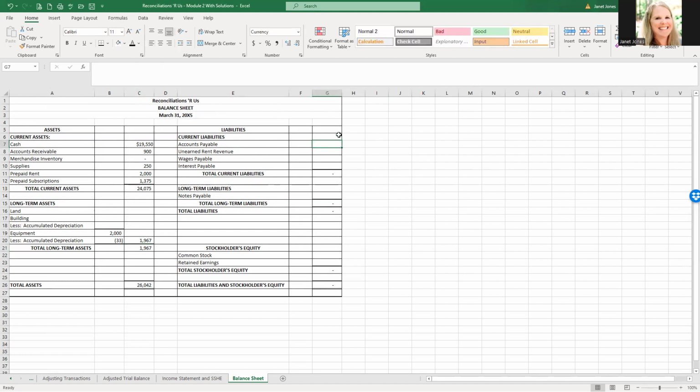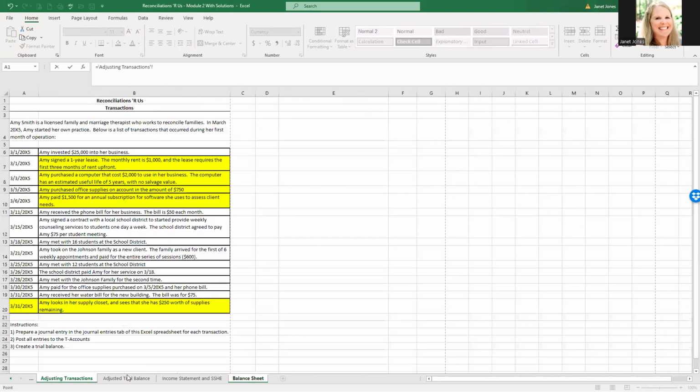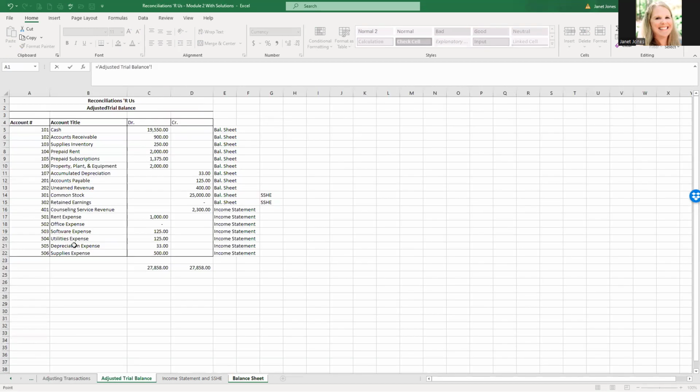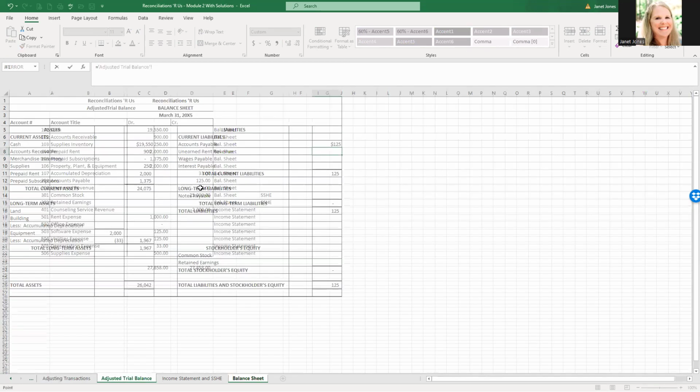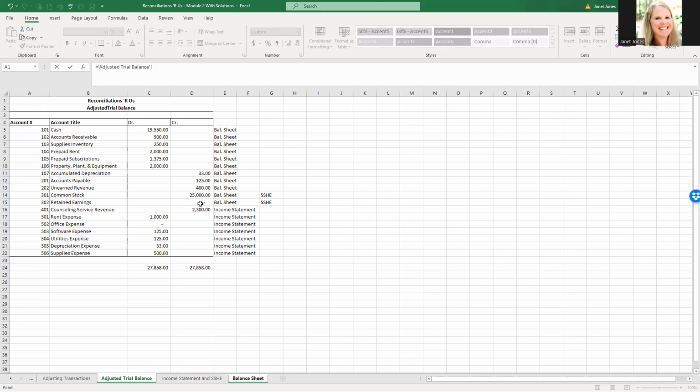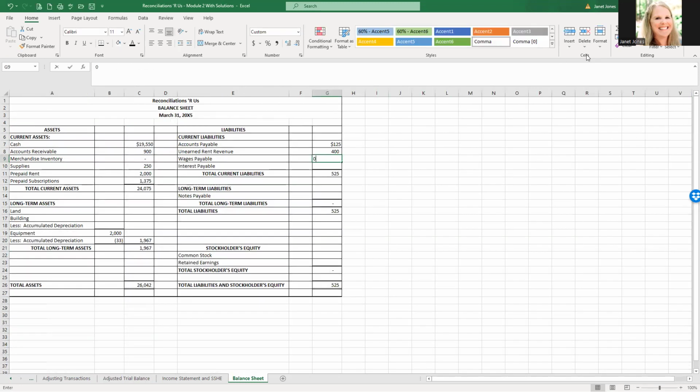Now we'll go over to the liability side. So we'll pull in those accounts payable. Unearned revenue. I have some additional things here that we don't have in this particular example. So we don't have any wages payable. We don't have any interest payable. We don't have any notes payable. But these are different long-term and current liabilities that you might see sometime in the future.